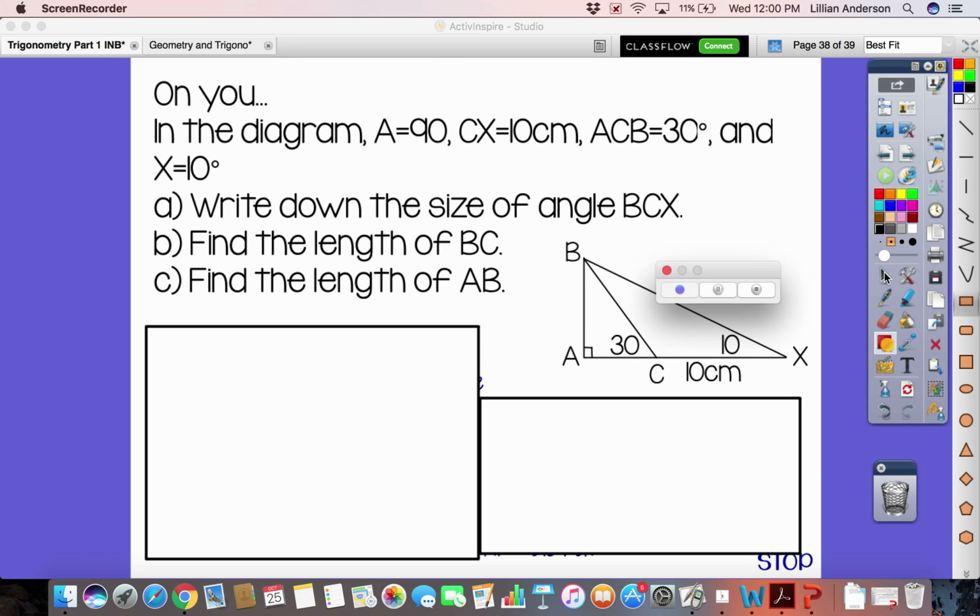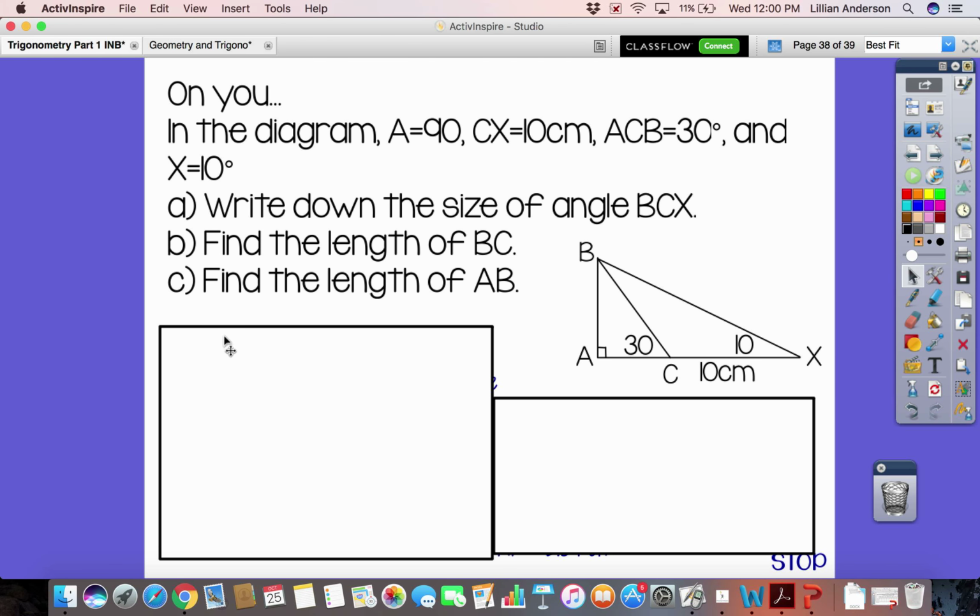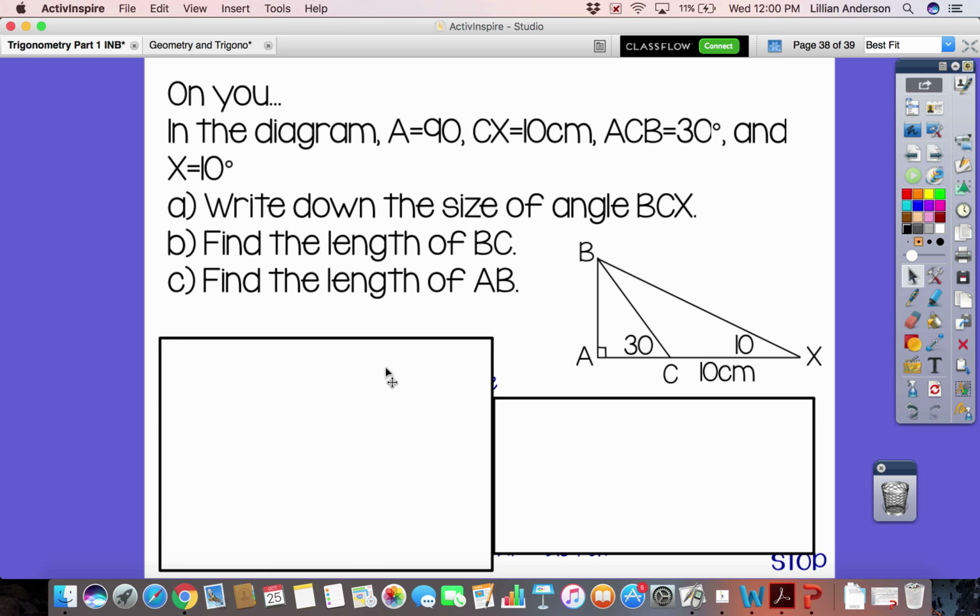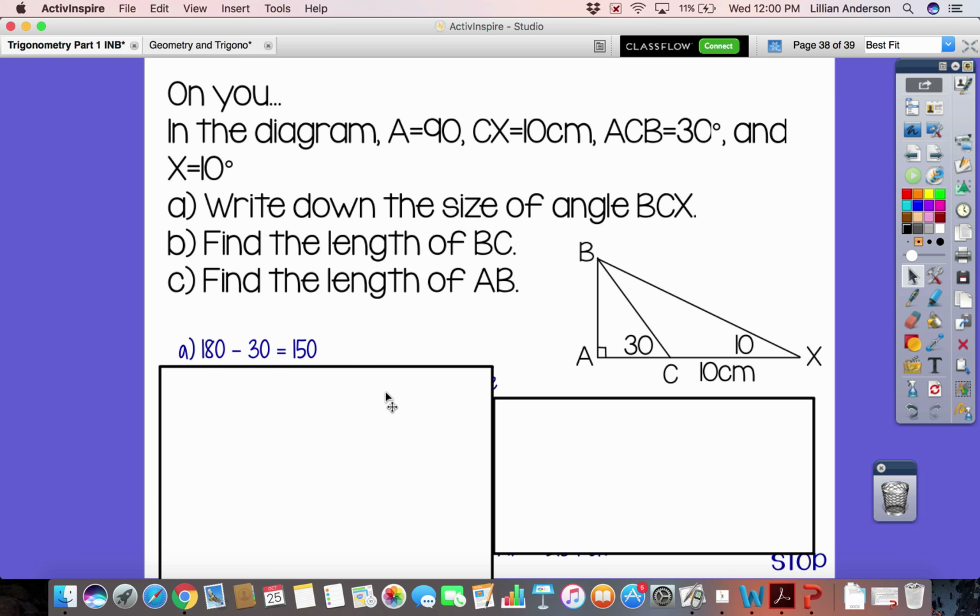All right. Are you ready? Hopefully you're able to find the first one, which says write down the size of angle BCX. Well, BCX is this angle right here. And if you recall from your geometry days, a straight line has 180 degrees. So you're going to take 180 and subtract 30 to get 150. And that is the size of angle BCX.